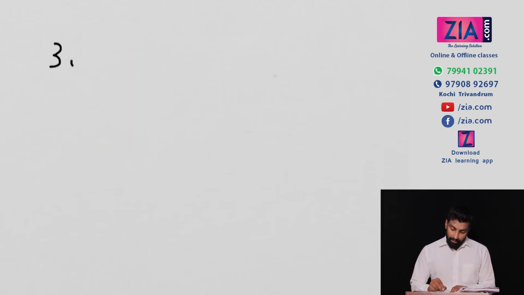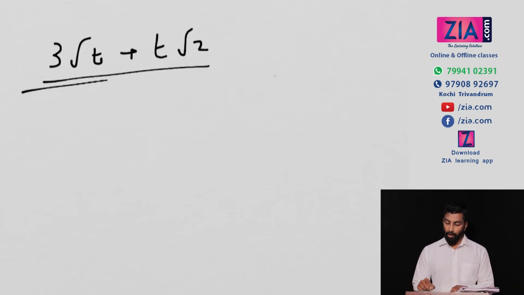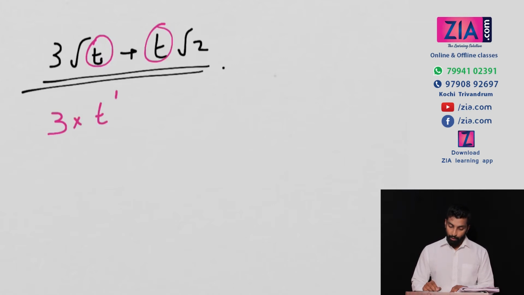Now what about this 3 root t plus t root 2? Can it be a polynomial in one variable? If you observe here, you have only one variable, t, but if you expand this, it's actually 3 into t raised to 1 by 2 plus t into root 2.